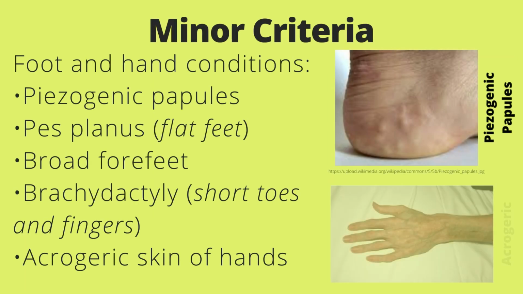More minor criteria are specific to the feet and hands, including piezogenic papules, pes planus, flat feet, broad forefeet, brachydactyly or short toes and fingers, and acrogeric skin of hands. As you can see in the picture on the right, acrogeric skin looks like aged skin.